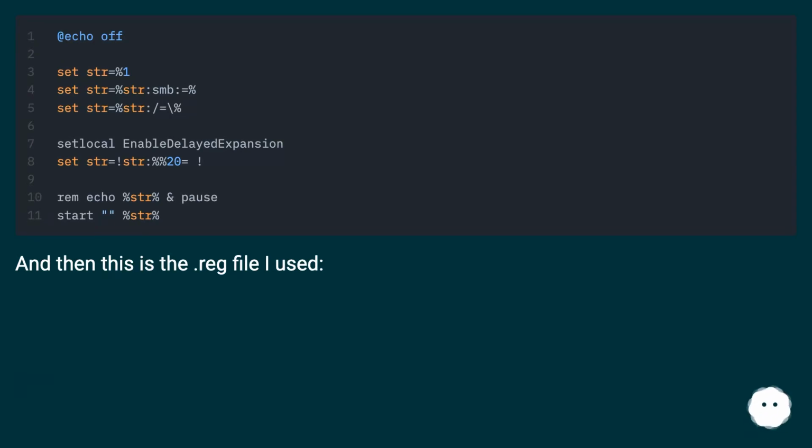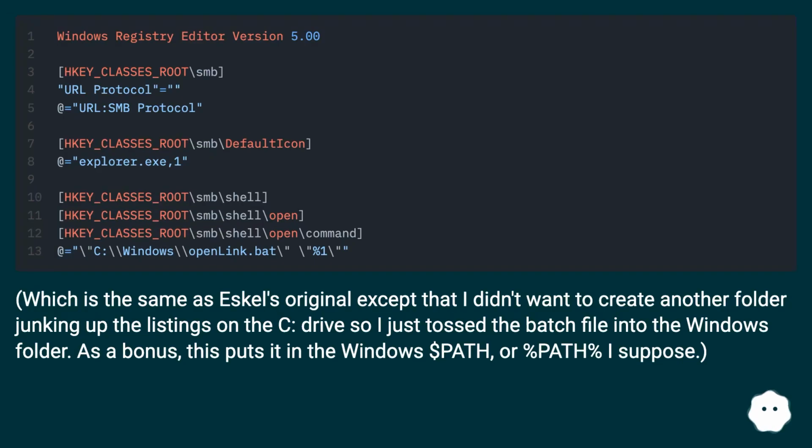And then this is the reg file I used, which is the same as Eskel's original except that I didn't want to create another folder junking up the listings on the C drive, so I just tossed the batch file into the Windows folder. As a bonus, this puts it in the Windows %PATH%.